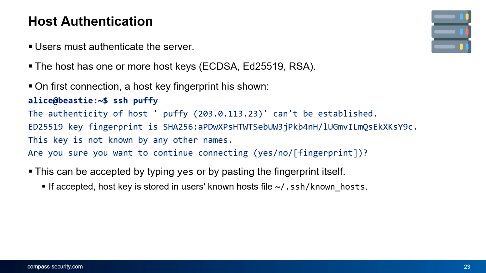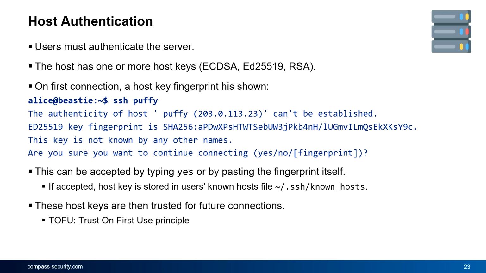If this is accepted, then the host key is stored in the user's known hosts file in their home directory. And then for future connections, this host key is automatically trusted. So Alice then does not have to trust this host key again because it's in this database. This is also the TOFU principle, or the trust on first use principle, but generally it is also my experience that users do not verify this fingerprint at all and just always type yes to accept the connection.